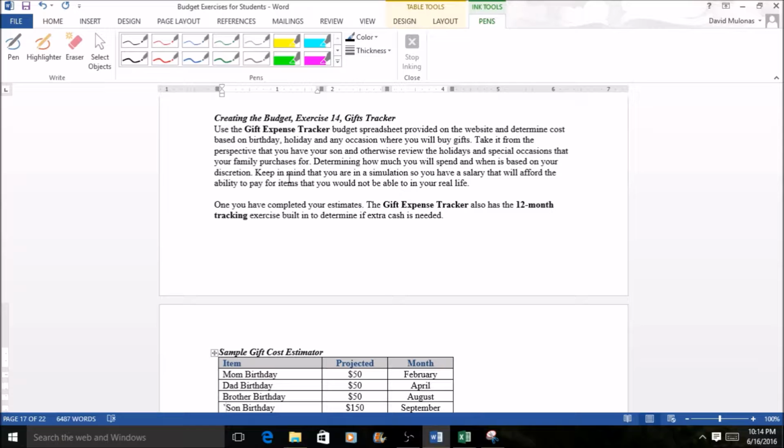We just finished exercise 13 with the electric and gas bills, and now we're going to get into the gifts expense tracker. Buying gifts for people is often overlooked. It's not seen in many budgets at all, but it is something that can certainly cost a lot of money over a given year when you think about it.